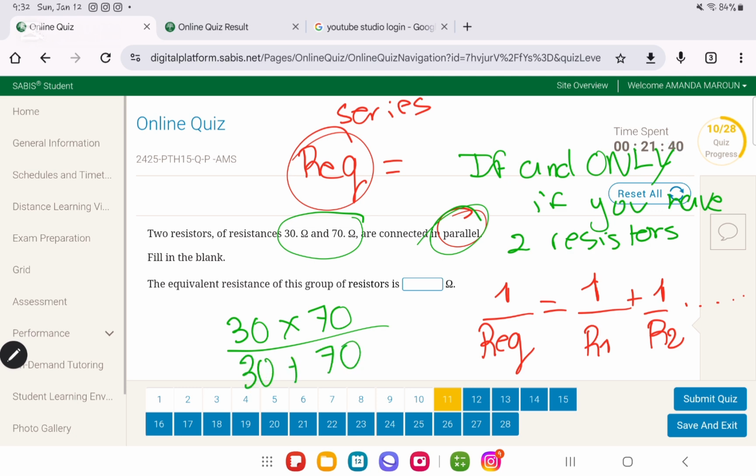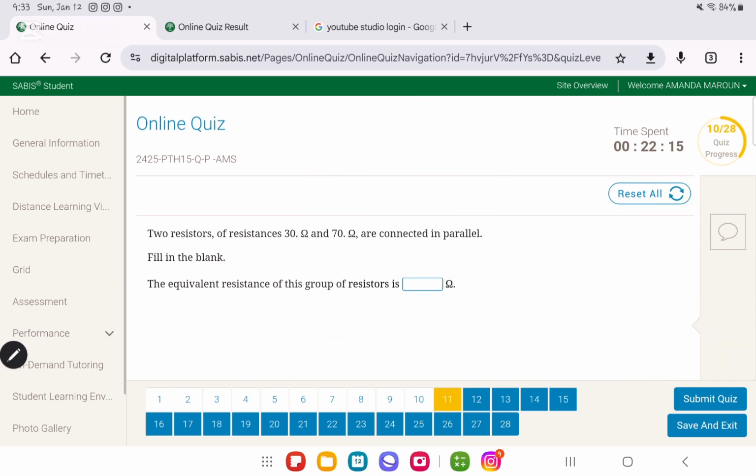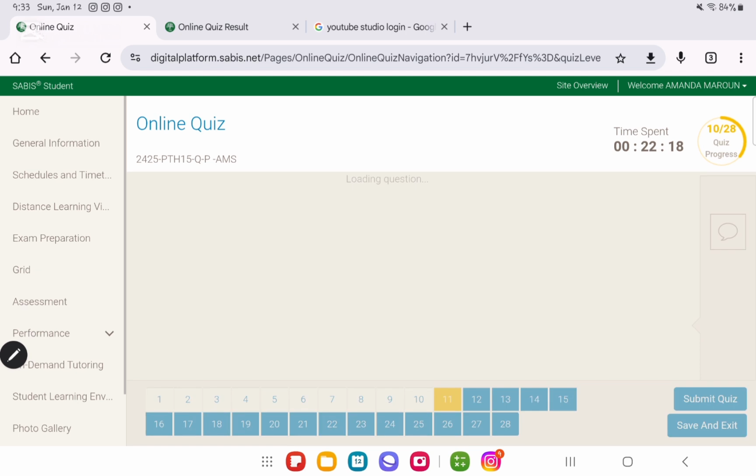If you try both ways, for example, 30 times 70 divided by 30 plus 70, you are going to get 21. But if you try the opposite way, so you flip them and then flip again, 1 over R equivalent is equal to 1 over 30 plus 1 over 70. If you do it on the calculator, you are going to get 1 over 21. So you have to flip it again and it becomes 21. So the equivalent resistance of this group of resistors is 21 ohms.